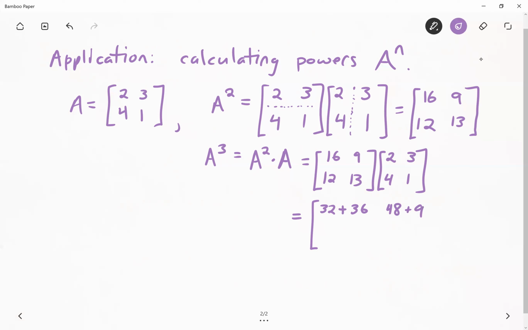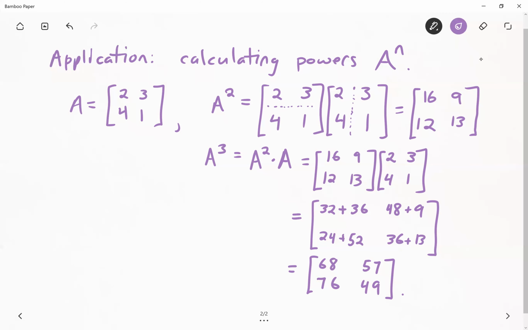Bottom left entry, 12 times 2 is 24, plus 13 times 4, that's 52. Bottom right entry, 12 times 3 is 36, plus 13 times 1, that's 13. And if we add these together, we'll get 68. See, 48 plus 9 is 57. 24 plus 52 is 76. 36 plus 13 is 49. Right? Straightforward, maybe a little bit tedious.